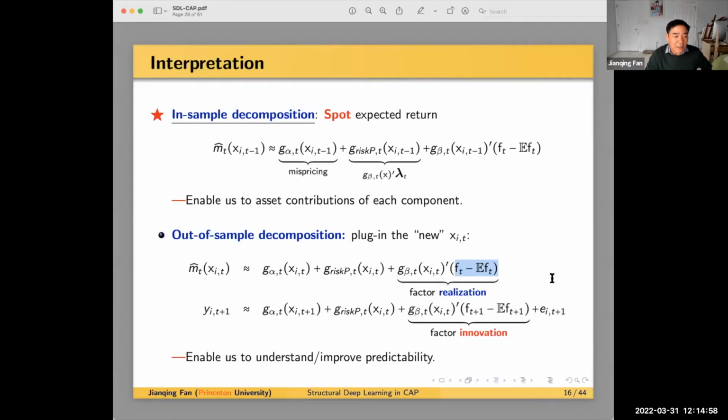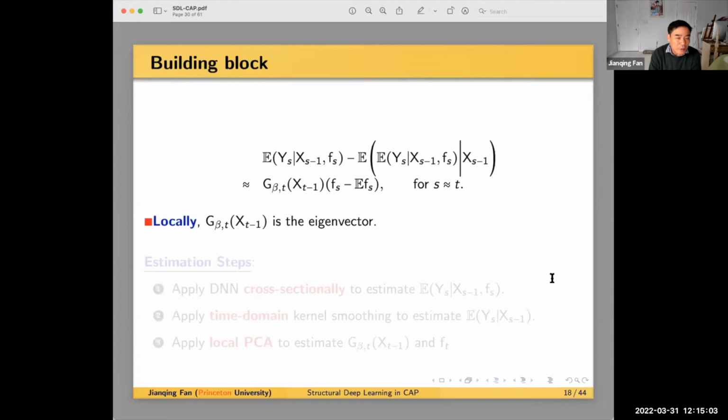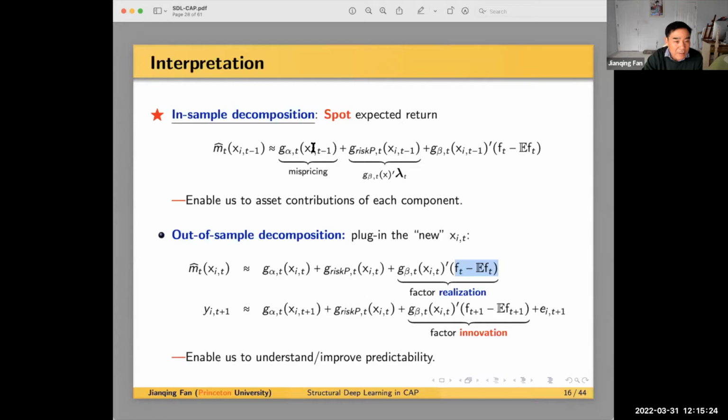So now let me talk a little bit about methodology. How do we do it? Probably the notation there looks a little bit heavy. I don't like notation myself, by the way. So the essential idea is this: when you do this part, the conditional expectation, you are really estimating three components: the mispricing component, the risk premium component, plus this.